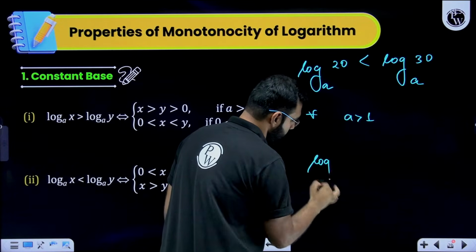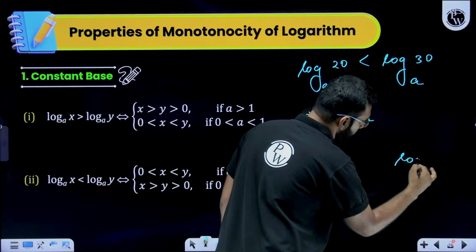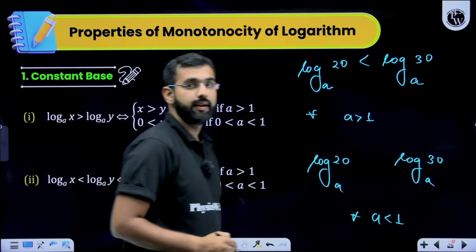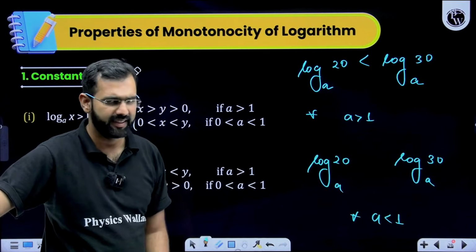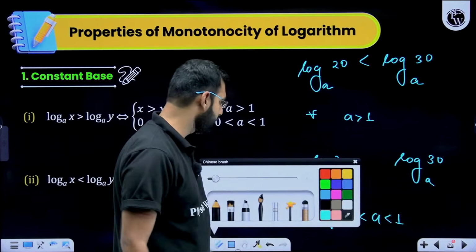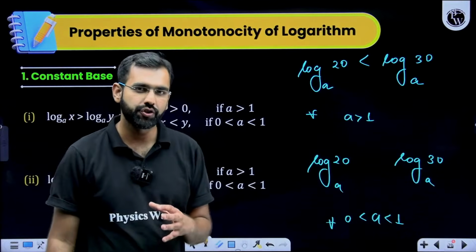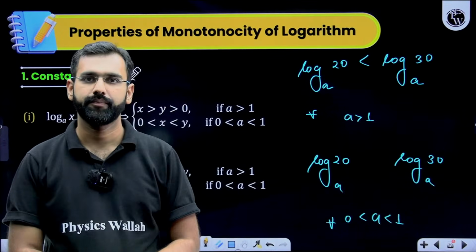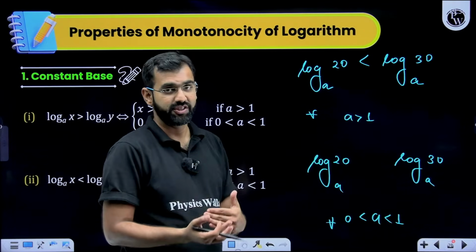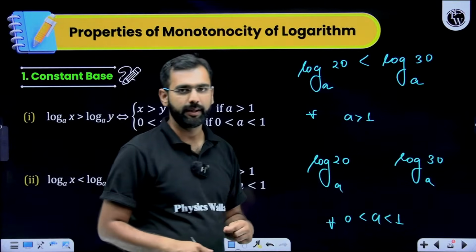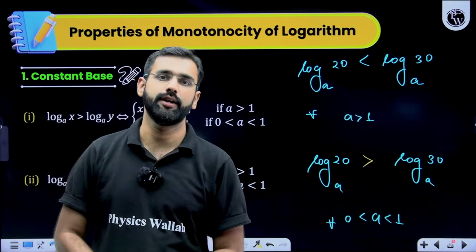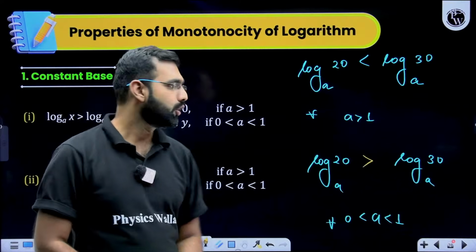Again, if I ask you log 20 at base A and log 30 at base A, and now the base is less than 1, do you remember? If the base is between 0 and 1, your log function becomes a decreasing function. And if it becomes a decreasing function, then the inequality changes, which means if 30 is greater than 20, then log of 20 will be greater than log of 30. Do you all remember that discussion?